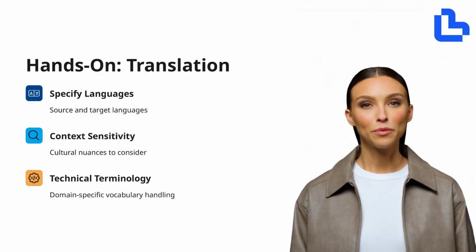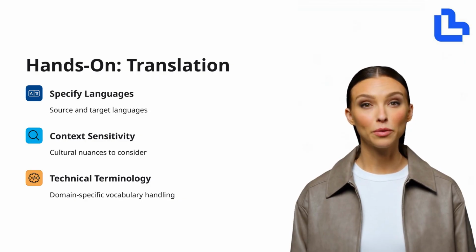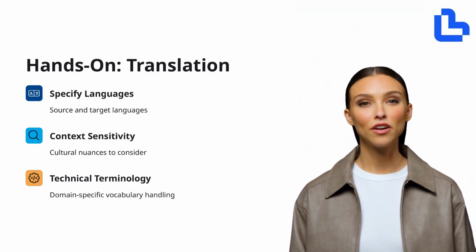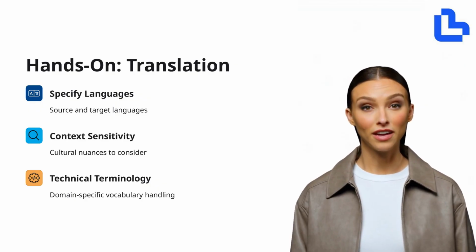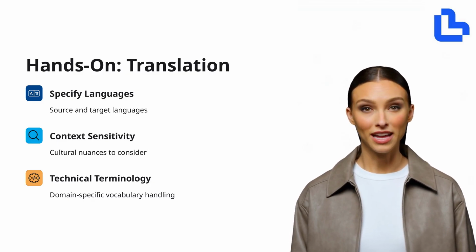Let's now explore how prompt engineering can enhance translation tasks, a critical use case for global products, multilingual support, and cross-border communication. AI can translate text quickly, but to get high-quality, context-aware translations, your prompt needs to do more than just say, "Translate this." Start by specifying the languages. Clearly state both the source and target languages. For example, translate the following English product description into French. This removes ambiguity and ensures the AI knows exactly what you're asking.